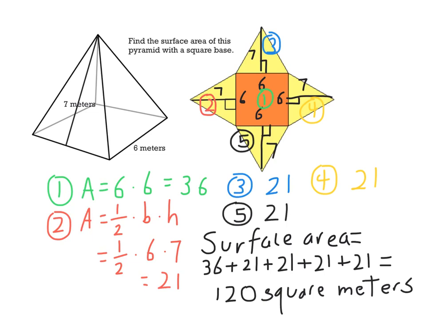So a final reminder, when you are trying to find surface area of a polyhedron, you want to find the area of each of the faces and add them up. In this case, a net was really helpful because I could easily see the 1, 2, 3, 4, 5 faces. I found the area of each face. I added them up. That's how you find surface area using a net.